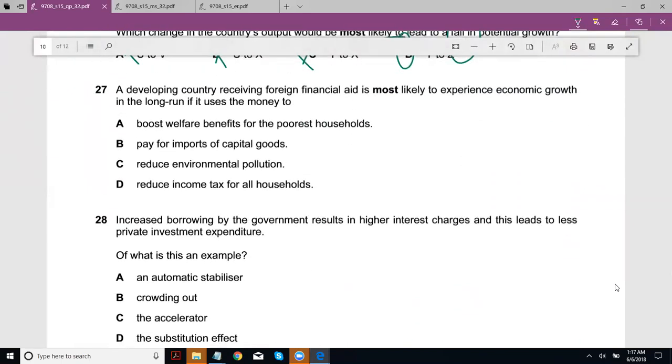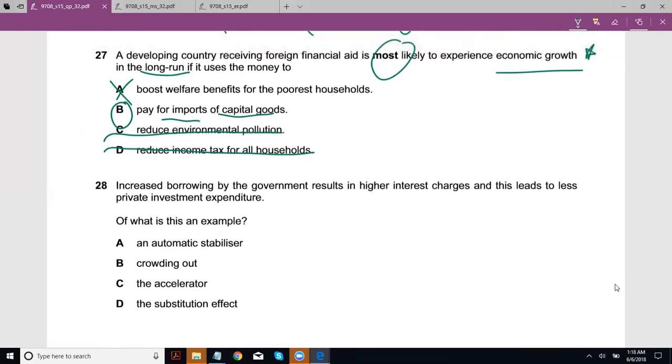Question 27: a developing country receiving foreign financial aid is most likely to experience economic growth in the long run if it uses the money to... again this is talking about long run growth. Boost welfare benefits? I don't think that does much in the long run. You use it to eat, for healthcare and all of that, and it just goes away. If you pay for imports of capital goods, that might work, because capital goods would increase your productive potential in the long run. Environmental pollution, I don't see how that achieves economic growth. It might achieve development. Reducing income tax for all households would just increase AD in the short run, but wouldn't result in economic growth in the long run.